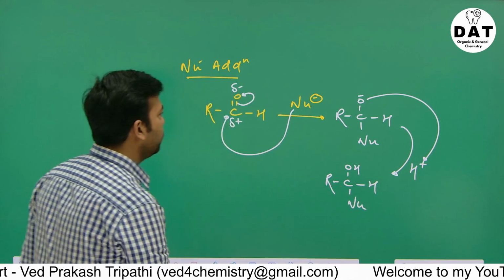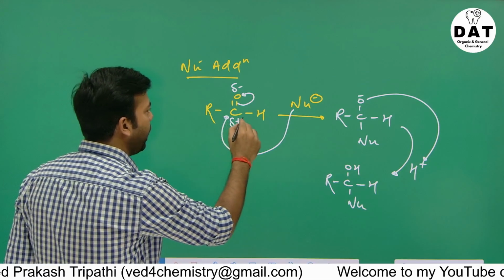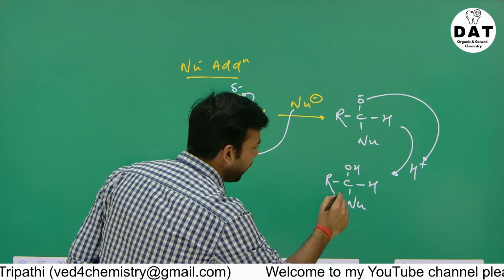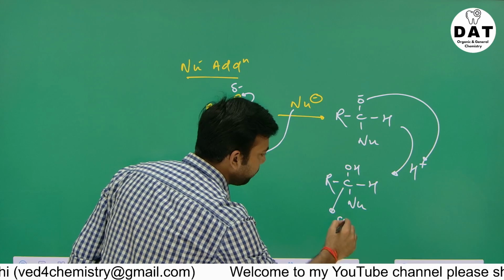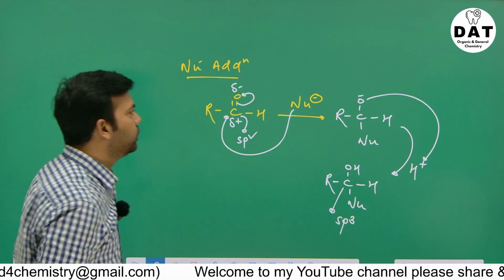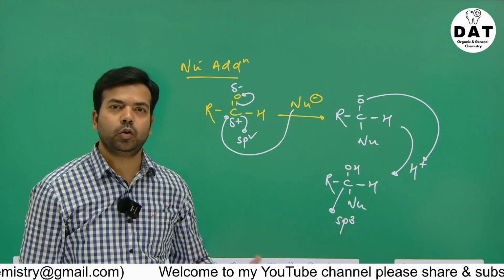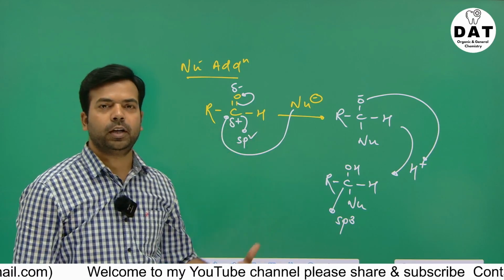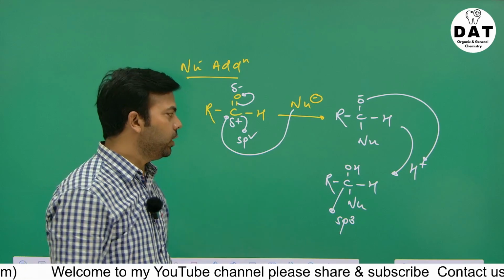Clear? So this one is an sp2 hybridized carbon, and this is sp3 hybridized. Clear? So this reaction is called nucleophilic addition. There are a lot of reactions under nucleophilic addition, like the reaction with Grignard. I can give you an example of Grignard.